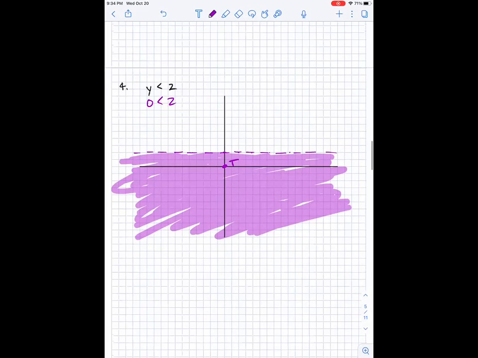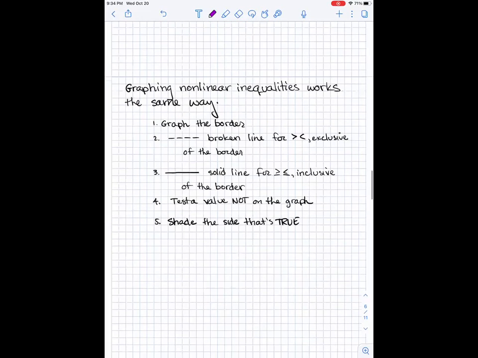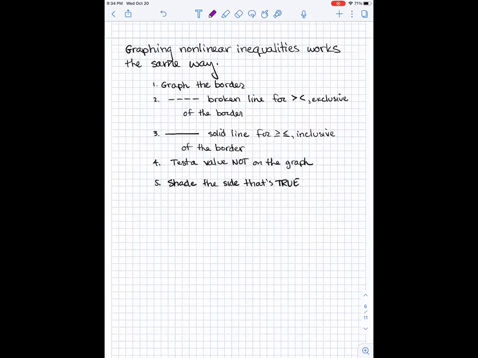So the same process is going to apply when we are graphing nonlinear inequalities. If we graph an inequality with a parabola or an absolute value v, what you're going to do is graph that border. You use a dashed line or a broken line if it's greater than or if it's less than. That means it's excluding the border. Use the solid line if it's greater than or equal to, or less than or equal to. And that just means that you include the border line in your solution.